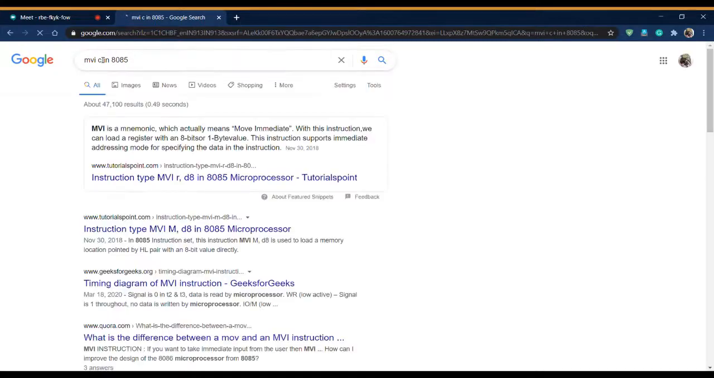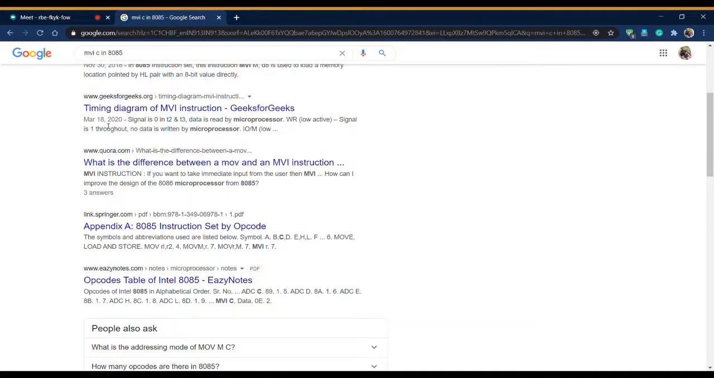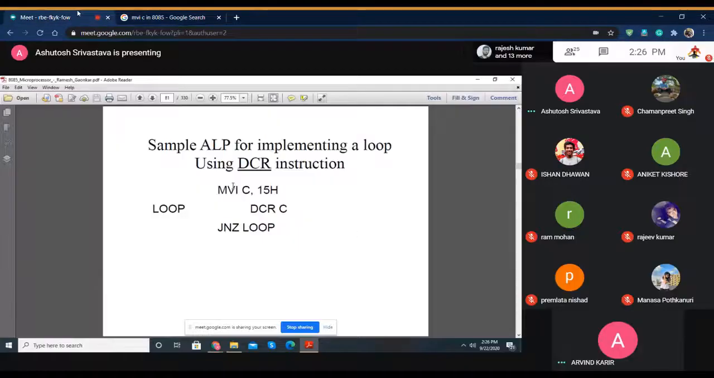Sir, it's meaning like move data from here. MVI means move immediate. Move the data immediately. Yes, good, good. So complete. Move data immediate, C comma 15H. What does that mean? So move data immediately from C register to 15H. Move data from 15H to C register.